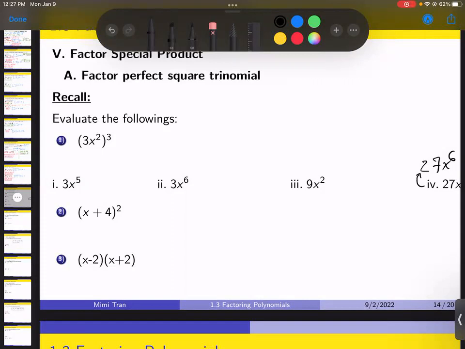Number 1. What do you have? Yeah, go ahead. Yeah, option 4, right? What I see, it's just a common mistake. I'm sure you guys know how to do this. They square the x, but they forgot to square the 3, or cube the x, but forgot to cube the 3, right? It's just a common mistake.